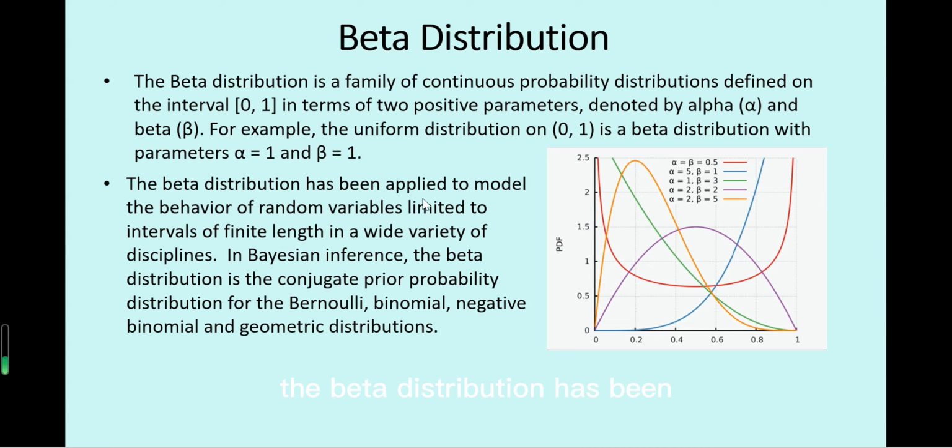Beta distribution has been widely used to model the behavior of random variables limited to intervals of finite length in a wide variety of disciplines. Specifically, in Bayesian statistics, the beta distribution is the so-called conjugate prior probability distribution for many other distributions like Bernoulli, binomial, negative binomial, and geometric. In this figure, we show several density curves of beta distribution with different alpha and beta values.